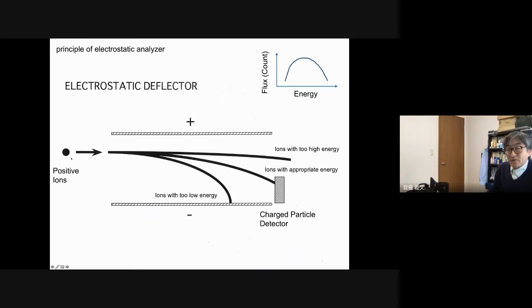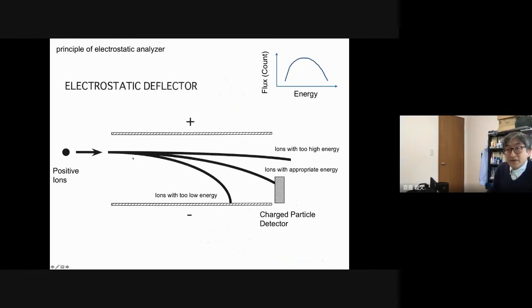Those plates are parallel with each other, and ions or electrons can fly from the left-hand side to the right-hand side. In the case of ions, applying a positive voltage to the upper plate and a negative voltage to the lower plate generates an electric field inside these plates. The direction is from top to bottom. The ions go into this electrostatic deflector, receive force from the electric field, and bend downward.